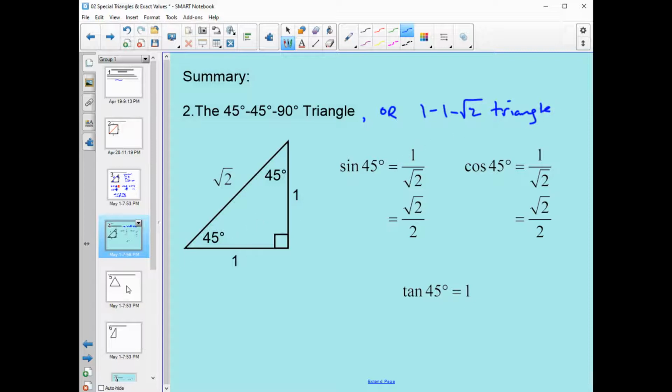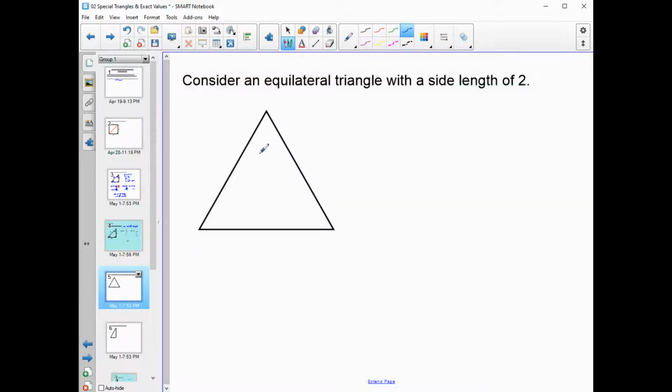Let's go through a similar exercise, except now we're going to start off with an equilateral triangle where all the sides have a length of 2. All 3 of these sides, that's what an equilateral triangle means. If all the sides are equal, that means all the angles must be equal as well. So we have 60 degrees, 60 degrees, and 60 degrees.